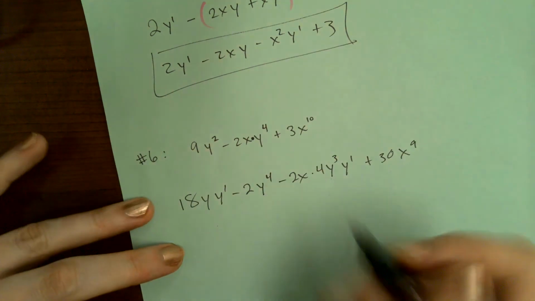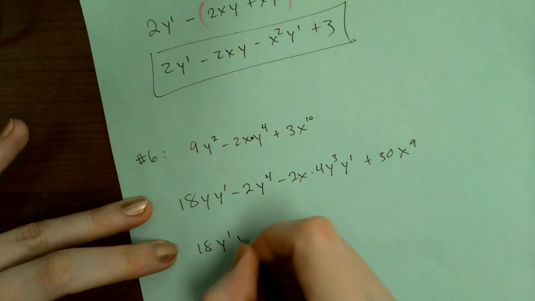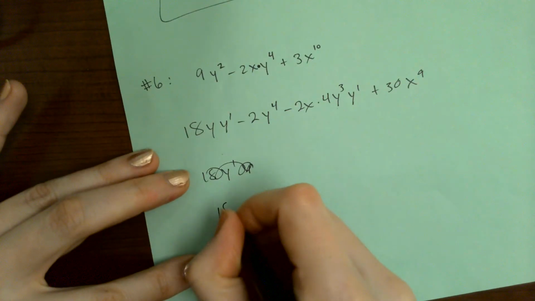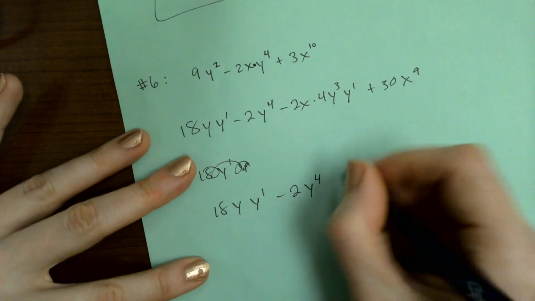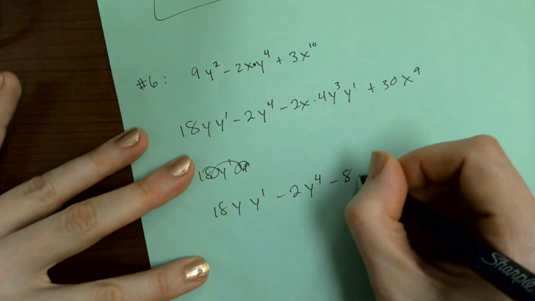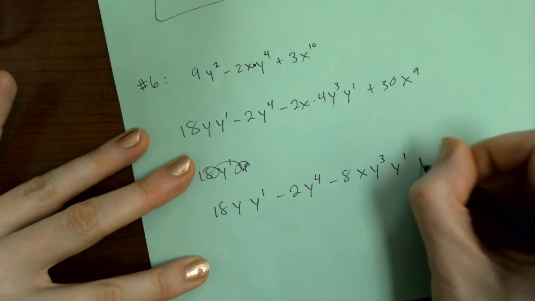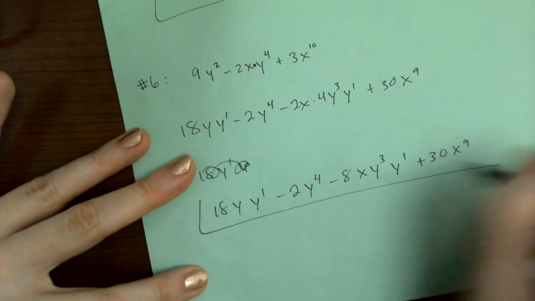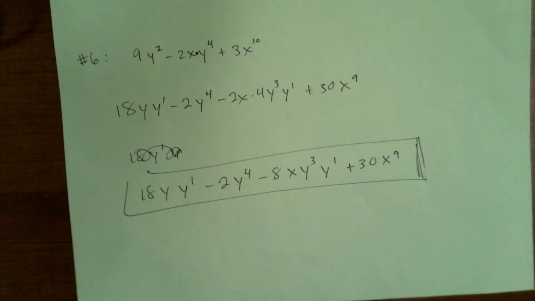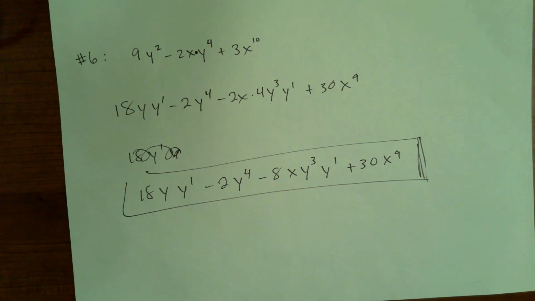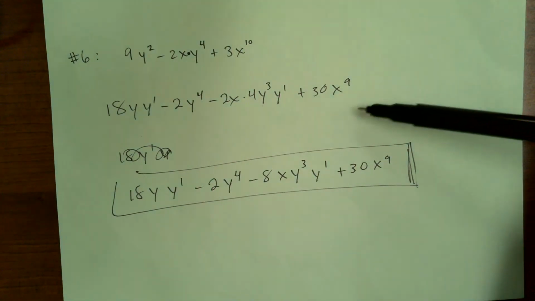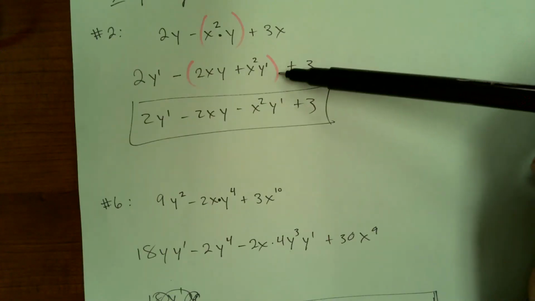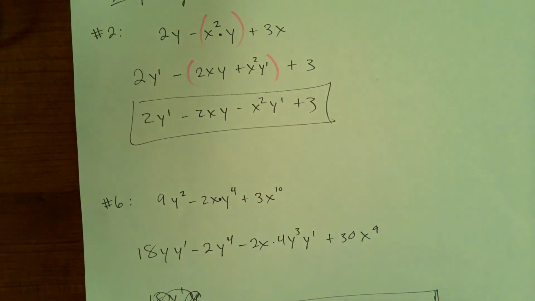You could do it that way too. That's a little different than I even showed at the beginning demo. So 18y y prime, minus 2y to the 4th, minus 8x y cubed y prime, plus 30x to the 9th. When I do it on my own, it's only because I'm teaching it that I'm tripping up on how I want to present it. When I do it on my own, I do this. But if you think this way is not going to work for you, then by all means, group and then distribute the negative.